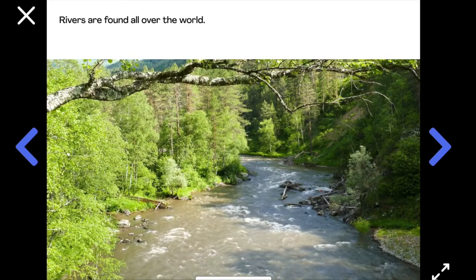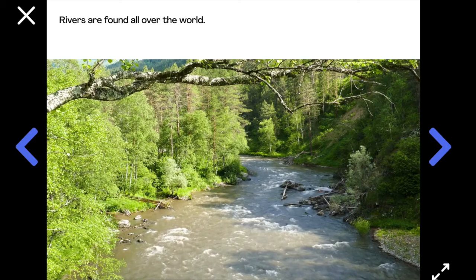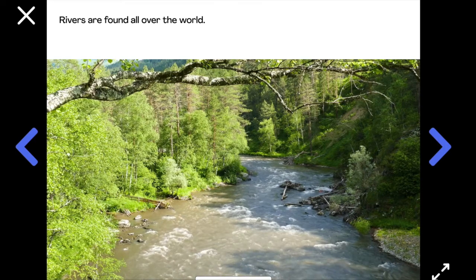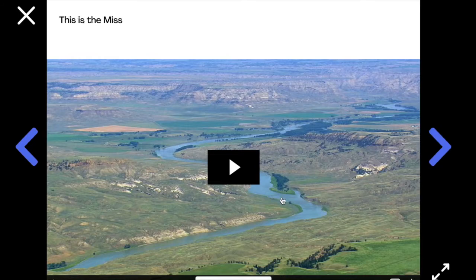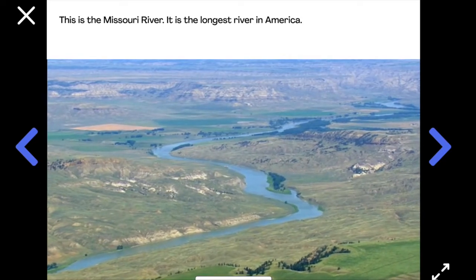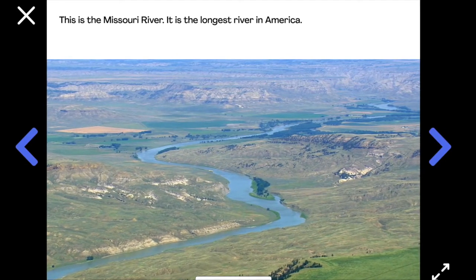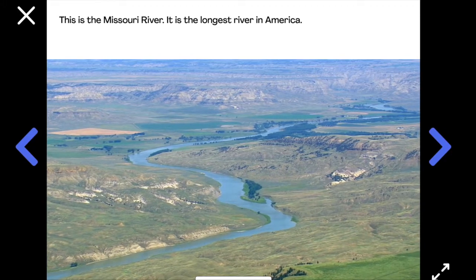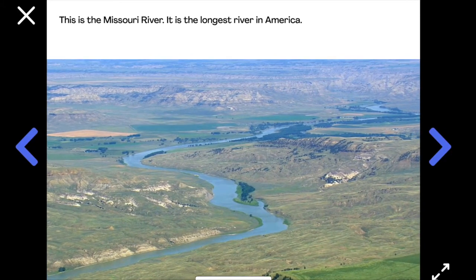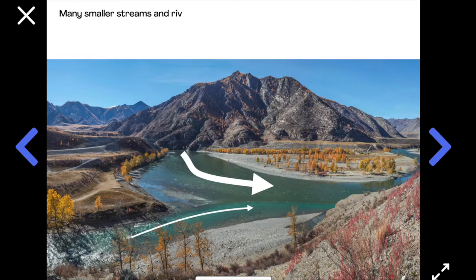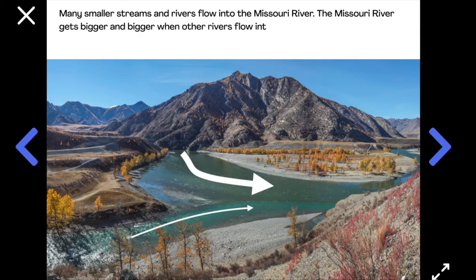Rivers are found all over the world. This is the Missouri River. It is the longest river in America. Many smaller streams and rivers flow into the Missouri River. The Missouri River gets bigger and bigger when other rivers flow into it.